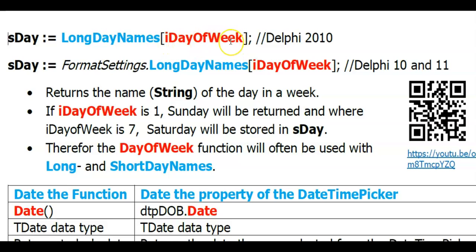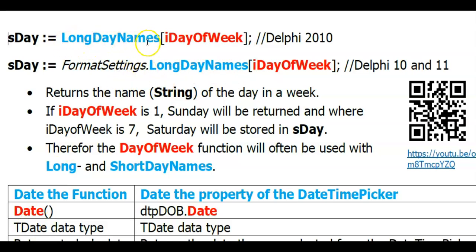So should iDayOfWeek be a 1, it will now find the word Sunday for me in this array LongDayNames, and it will then store Sunday for me in this variable sDay. You'll see there's two lines here, depending on which Delphi you're using. If you're using Delphi 2010, then you would use this array like this. Whereas when you're using the newer versions of Delphi, Delphi 10 and 11, then you have to add FormatSettings before the LongDayNames. So just FormatSettings and a dot.